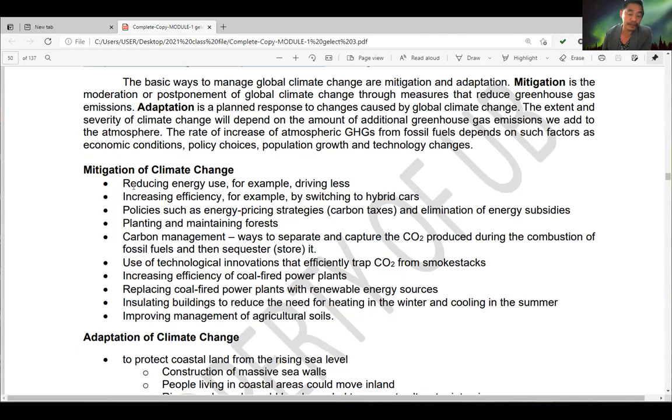We have here, on a personal level, for example, driving less. Okay lang sa atin kasi sa kamobil naman tayo, di ba? But again, in developed countries, where the transportation consumption would definitely be very high, this is where the link comes in: more developed countries actually having to commit more to the reduction of energy use by driving less. That would mean fewer cars in the first place. Increasing efficiency, for example, by switching to hybrid cars.